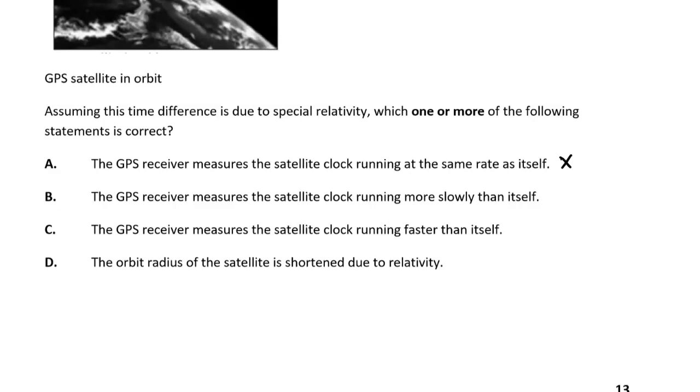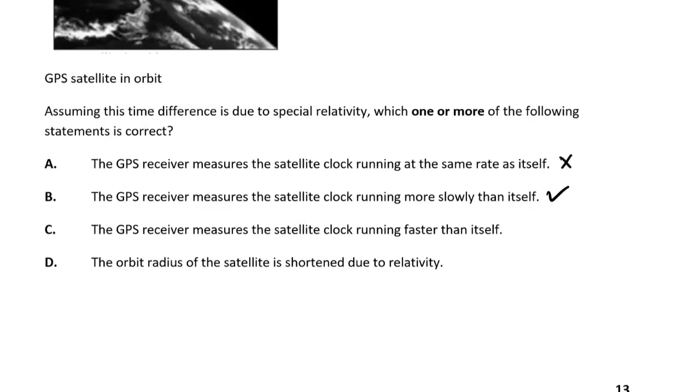One of them will be measuring a dilated time, and one of them will be measuring a proper time. So the GPS receiver on Earth is seeing the satellite moving, so it cannot measure the proper time there. It's going to measure the dilated time. So option B, the GPS receiver measures the satellite clock running more slowly than itself. Well, that's true. That's what we observed. We noticed that difference in the clocks there.